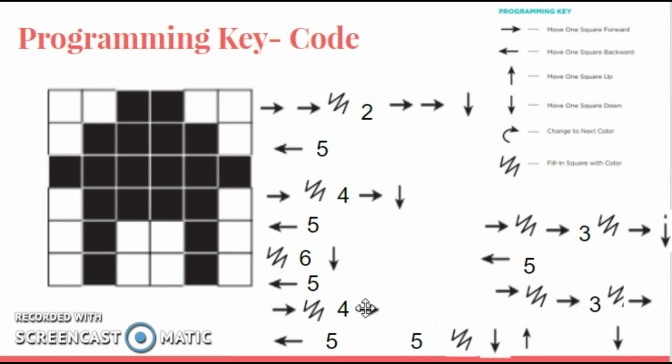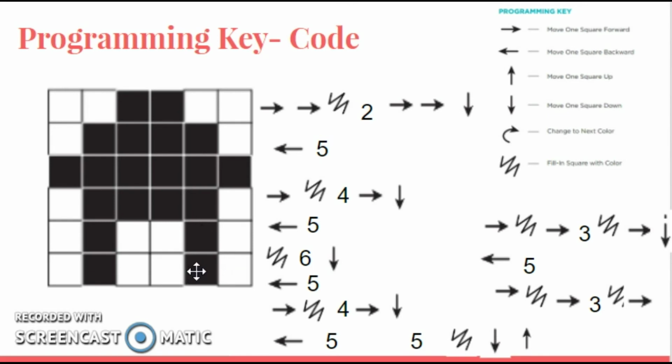And now here, looks like I forgot to put in my move down. So I'm going to move that one over here because I forgot that one. So it's a good thing that I checked. Okay? So now we're going to move down. You're going to move backward 5. Okay? And so now, remember, our code's over here. So we're right here. We're going to move forward. And we're going to fill in. You're going to move forward 3 times and then fill in and then move forward and then go down.